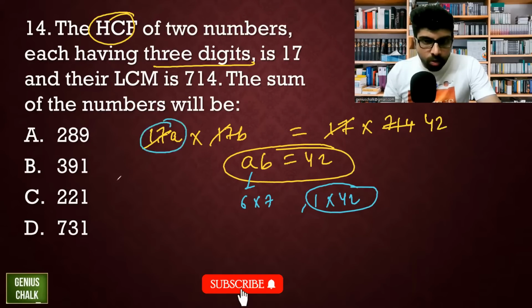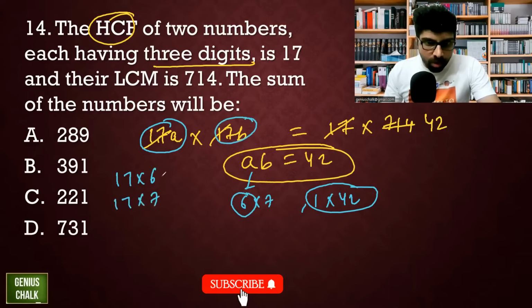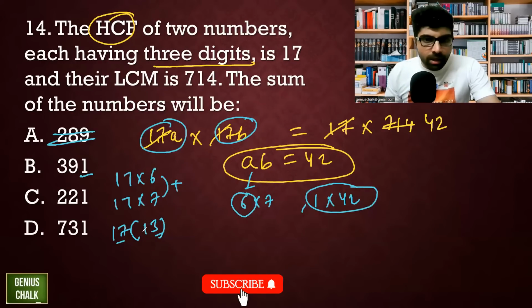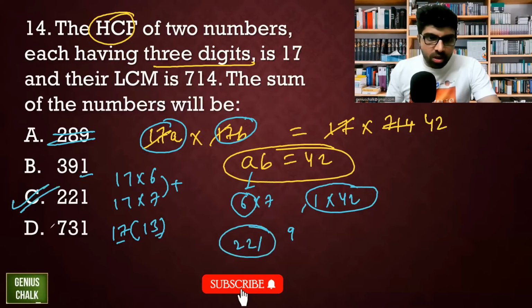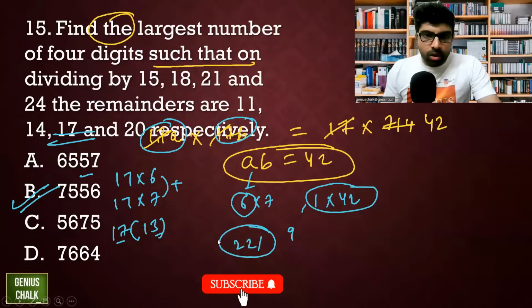So 17 into A, the first number must be 17 into 6. Second must be 17 into 7. If I need to take the sum of these, take the 17 common. 6 plus 7 is 13. 3 7s are 21. This could not be my answer, as the last digit is not 1. So 13 7s are 91. 13 1s are 13 plus 9 is 22. Option C has to be my answer. Let's solve the next one.